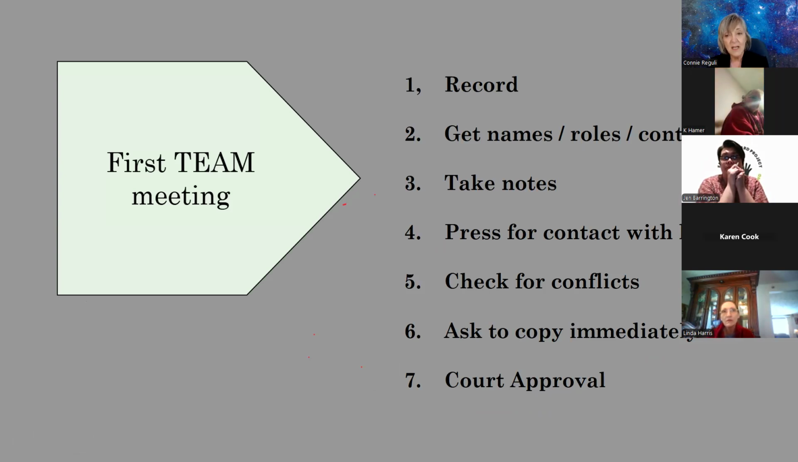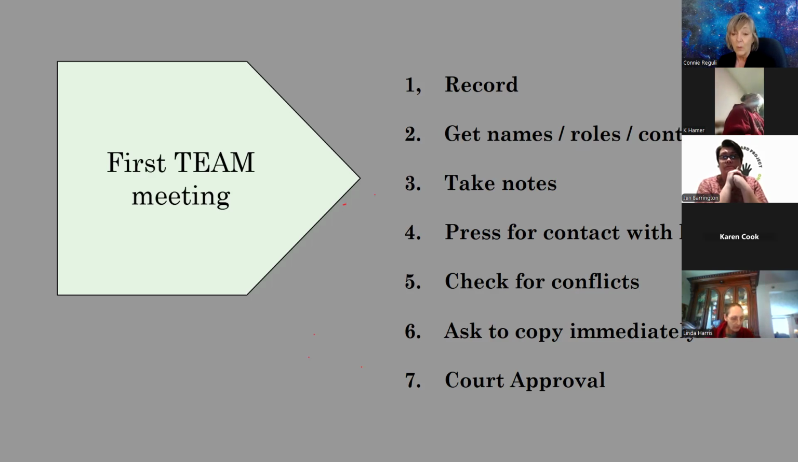And then press for contact with the kids. What does FaceTime look like? What do phone calls look like? What do personal visits look like? Are the kids going to see each other? And check for conflicts. So in that very first team meeting, what kind of conflicts do you want to take note of? Is there a therapist in that meeting that's actually being employed by the department? You just want to know. You just want to take note about that so you know in the future if you need to follow up on it. Ask for a copy immediately.